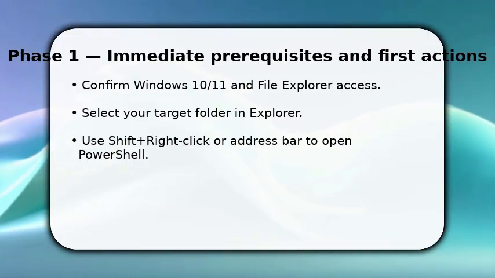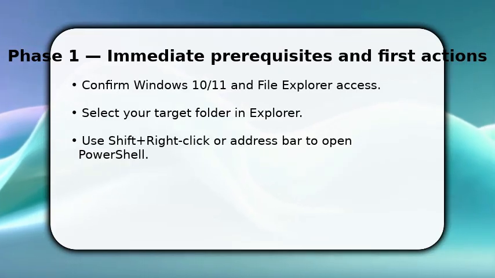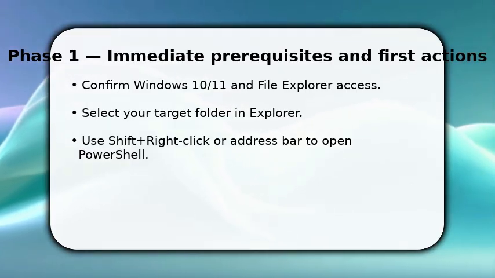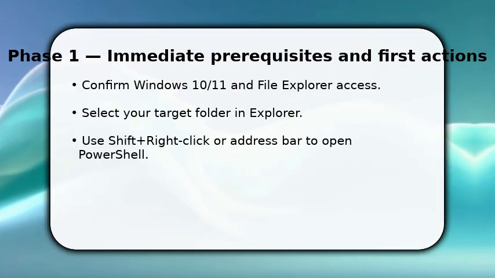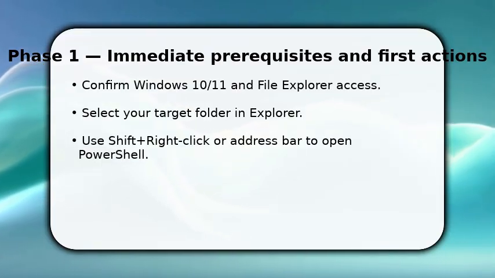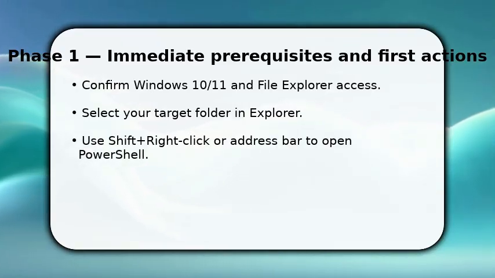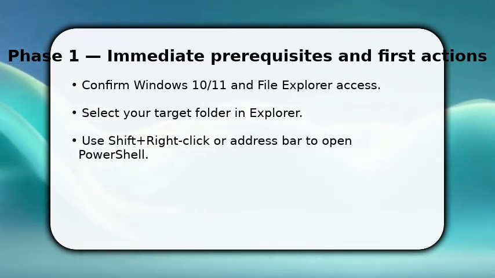You will start now. Open File Explorer and navigate to the folder you want. Once there, press Shift and right-click on blank space to reveal the extended context menu. Select Open PowerShell window here if present. Alternatively, click the address bar, type PowerShell and press Enter to start a session in that folder.